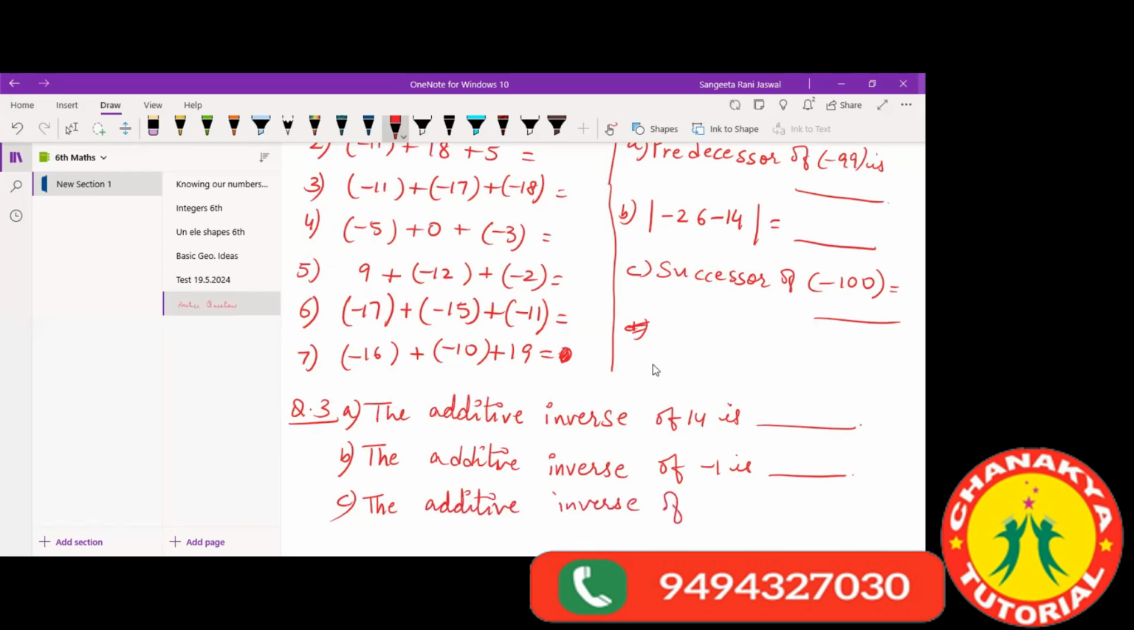Now next question is to find the additive inverse. What is additive inverse? We add with the inverse of this. Inverse means opposite of that. Adding with the opposite of the number. If the number is 14, then what will be the additive inverse? Minus 14. Great. Please write down this so that I can scroll up.